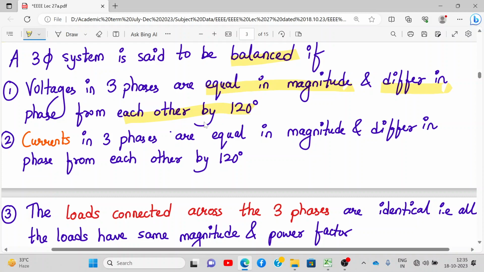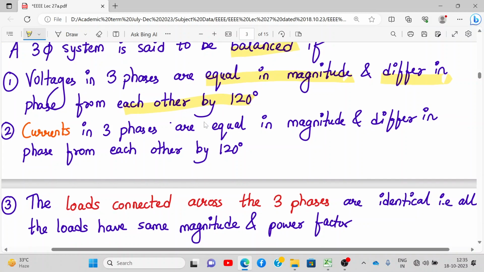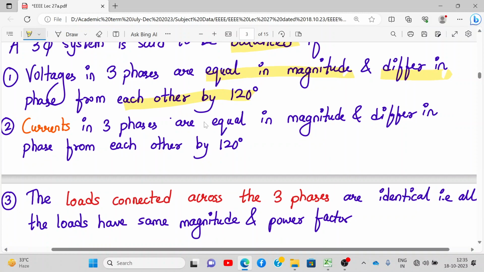You don't write the second point. Wherever you have written voltage, just write current, and wherever you have written current, just write voltage. So the second point is covered. Understood? The second point is currents in the three phases are equal in magnitude and differ in phase from each other by 120 degrees. So the first and second points are almost the same. Just write voltage/current.